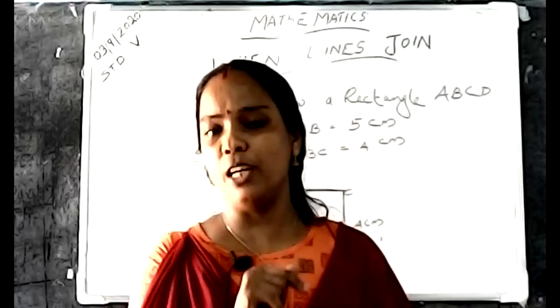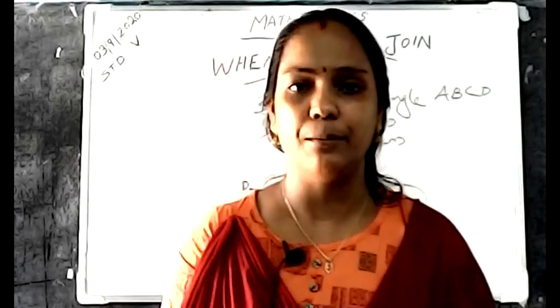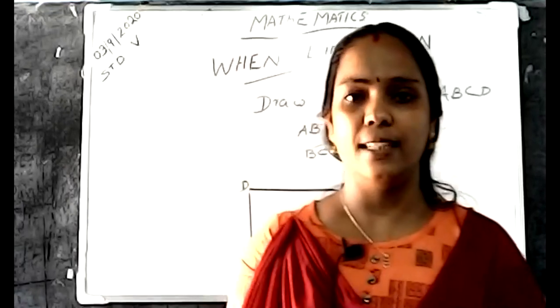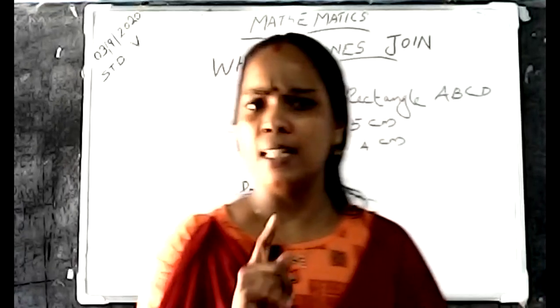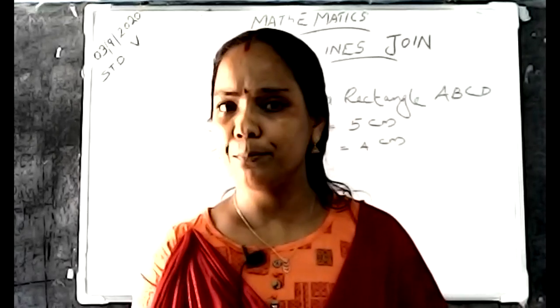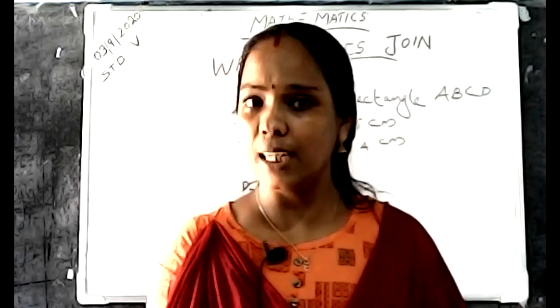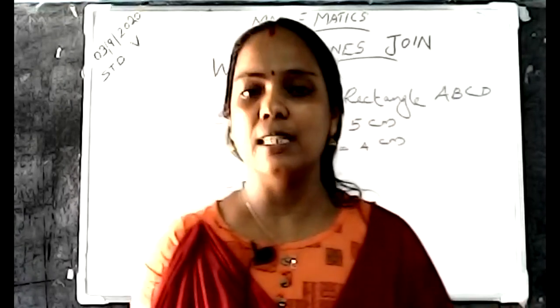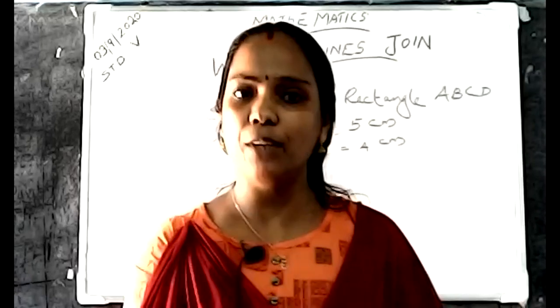Another figure you know. It has no side. What is the name of that figure? What is the name? Circle. Okay, very good. Circle. Circle has no side. It is one curved figure.